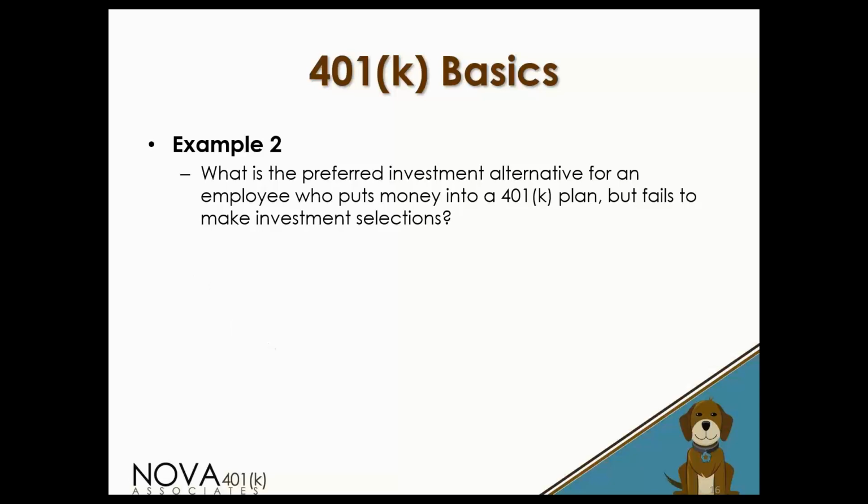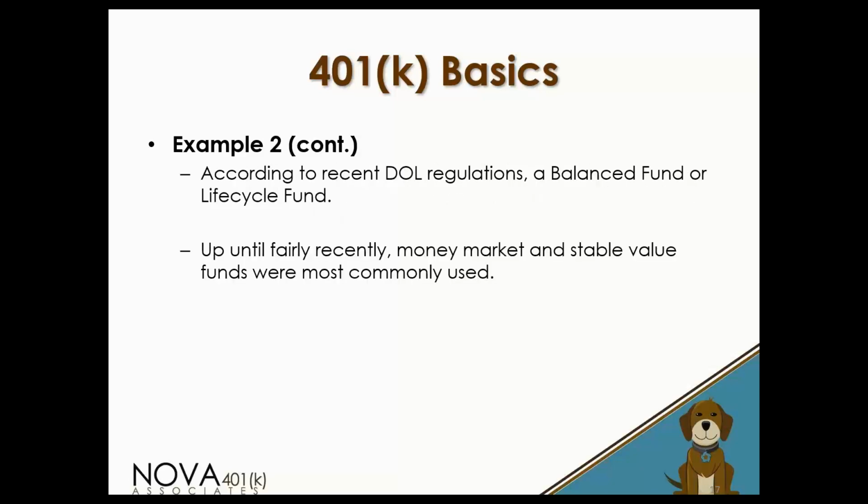Another example is, what is the preferred investment alternative for an employee who puts money into a 401k plan but fails to make an investment selection? So here you have an employee that wants to contribute to the plan, but maybe he or she isn't comfortable with making an investment choice, so they choose to do nothing. Or maybe they're not even making 401k contributions, but you as plan sponsor decide to make a profit sharing contribution to the plan, and the employee is eligible to receive the contribution, but because he or she never made 401k contributions to the plan, does not have an investment selection. So what happens in that case?